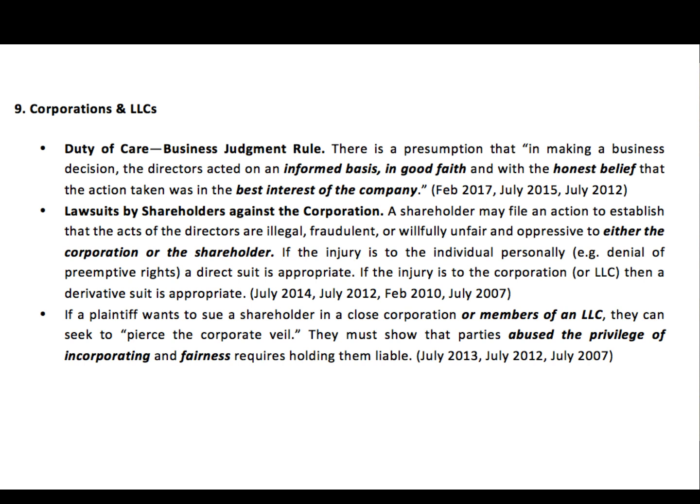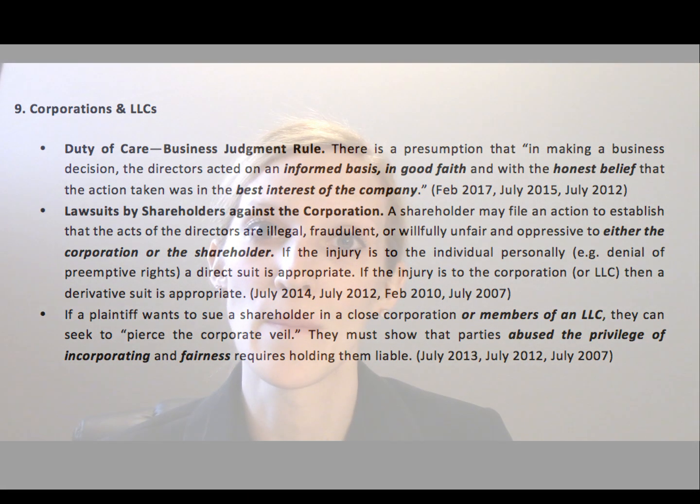For shareholders, they'll test direct versus derivative suits. You should know the difference between them. They also test piercing the corporate veil. When can somebody pierce the corporate veil to hold the owners liable? Note that this also comes up quite a bit in LLC questions. When can they pierce the veil of an LLC to hold the members liable? A lot of commercial courses don't draw attention to the fact that this comes up heavily in LLC questions, so make sure that you're aware that piercing the LLC veil is something that definitely can happen and does happen on the MEE.